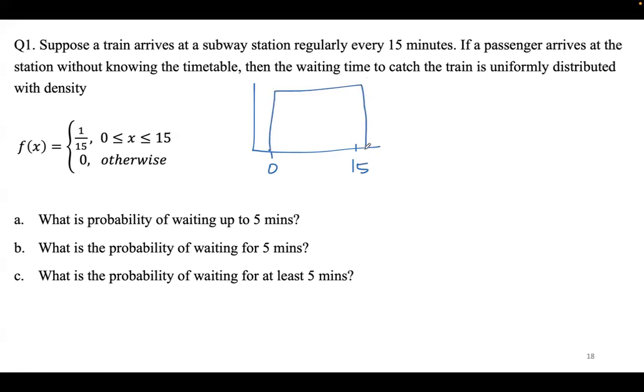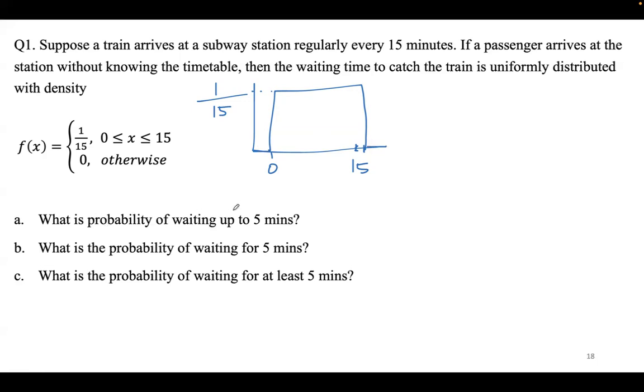It's going to look something like that. Okay, let's call this 15. And obviously this is going to be 1 upon b minus a, so 1 upon 15 here. That's what's given to you, and 0 otherwise. So nothing here, nothing here.